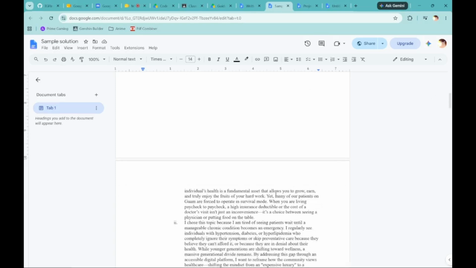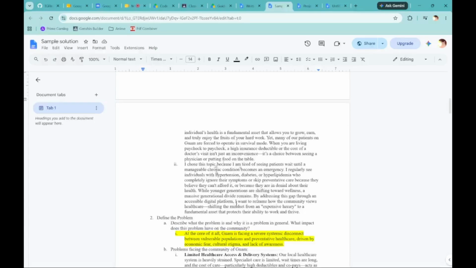And you can kind of see how he's just talking about everything here. And he even explained why he chose this topic, right? Because he's tired of seeing patients wait until a manageable chronic condition becomes an emergency. So you can kind of see his desire to be working towards this problem.